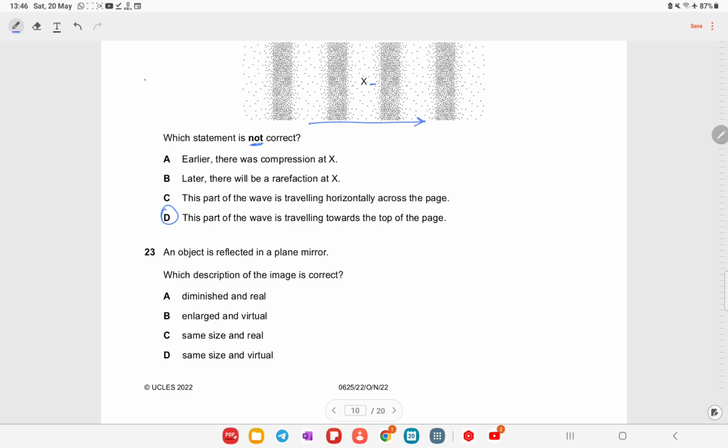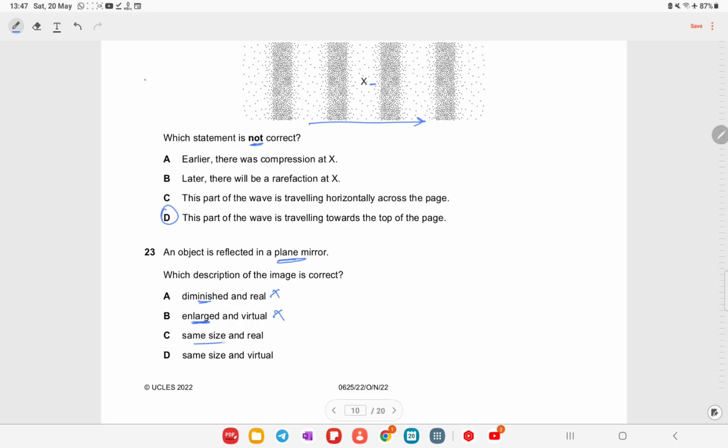An object is reflected in a clear mirror. What description of the image is correct? Diminished and real. Enlarged. This is not true. Diminished is also not true because you do not get a small image in a plane mirror.